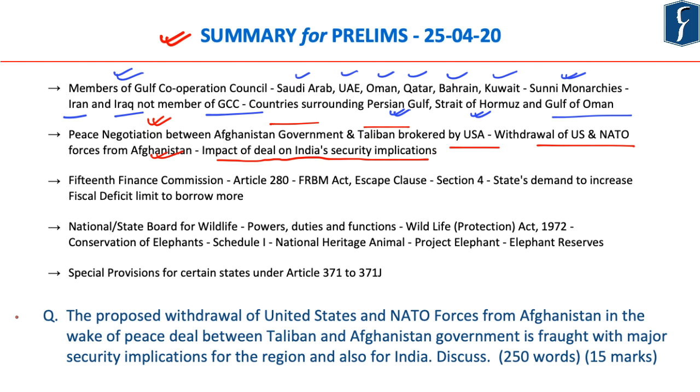Now, in this regard, a mains question for practice has been provided for you. The question says, the proposed withdrawal of United States and NATO forces from Afghanistan in the wake of the peace deal between Taliban and Afghanistan government is fraught with major security implications for the region and also for India? Discuss. You can answer this question in 250 words and it carries 15 marks.